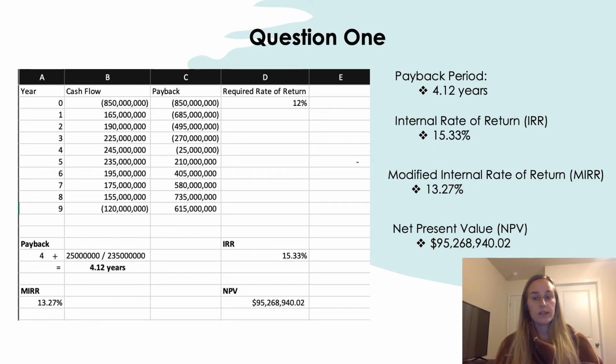And then finally, we're asked to calculate net present value. So net present value is just the present value of your future cash flows discounted at a certain rate. We're told that our discount rate is 12%. We're given our future cash flows, and we find out that our net present value is $95,268,940.02.